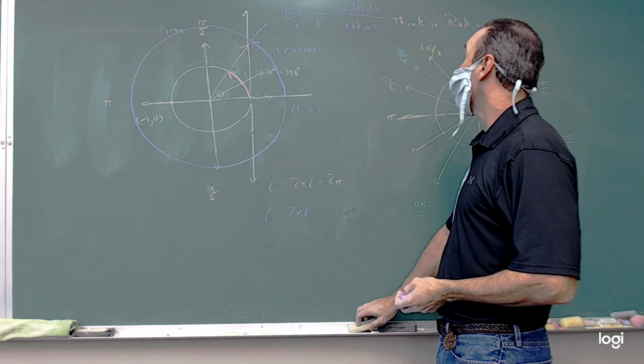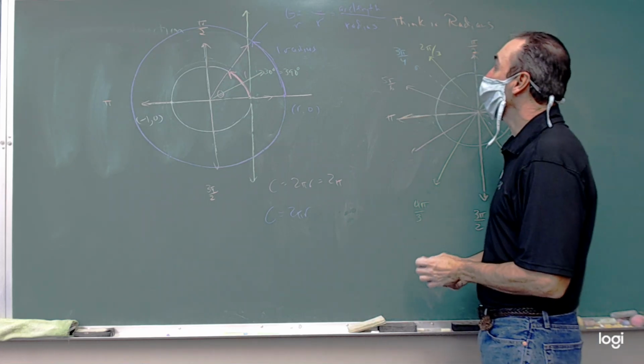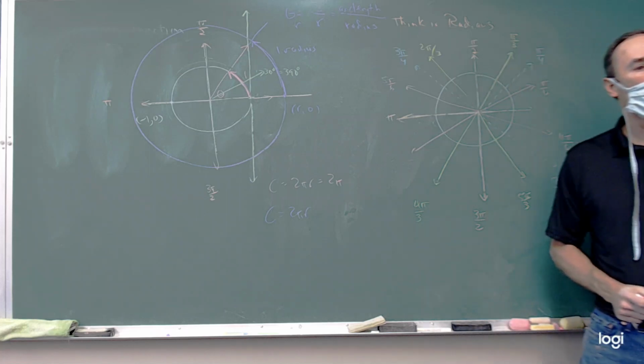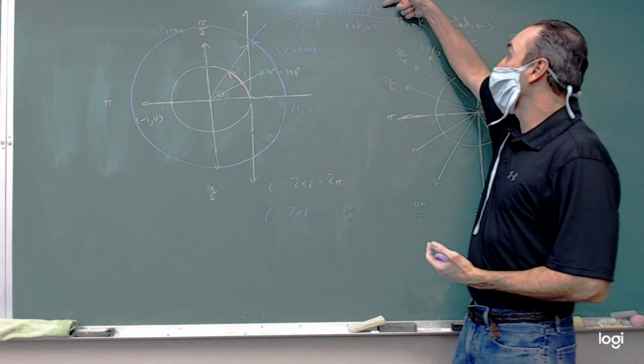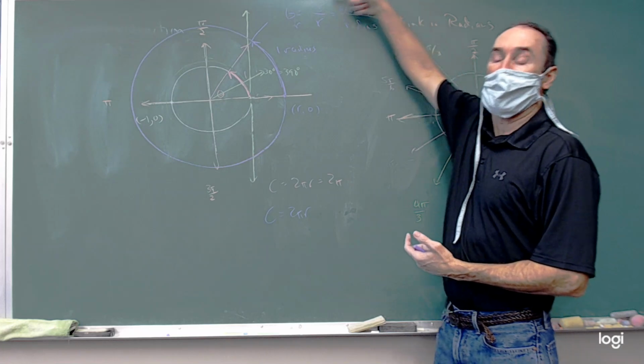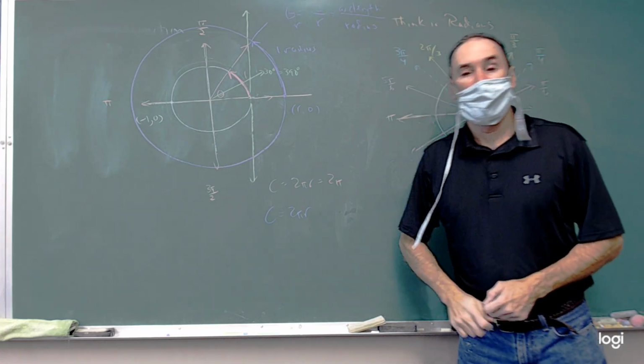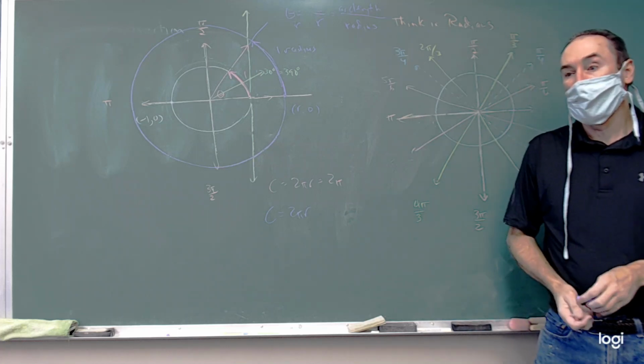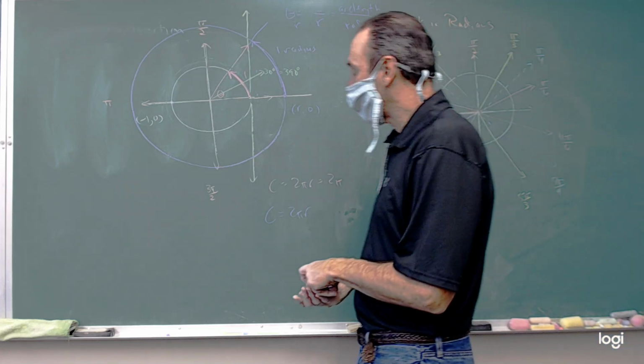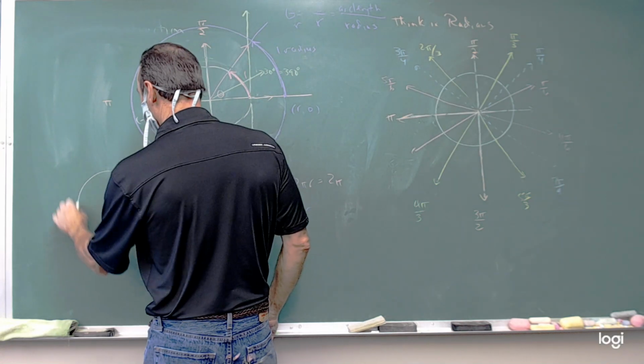I hate to erase any of this, but that's going to be it. That's our angle in radians. So when the arc length is 1 radius, then our angle is by definition 1 radian. And so that's just an angle of 1. Okay, so it takes a little while to wrap your head around it.